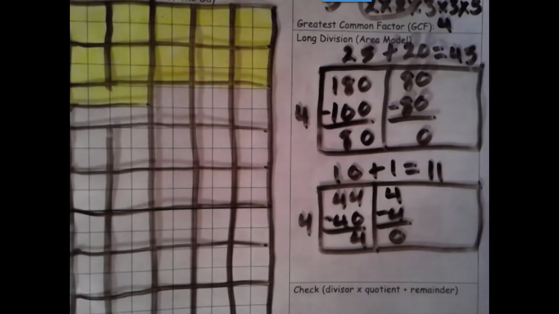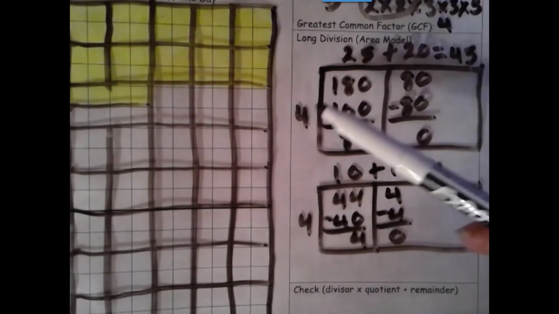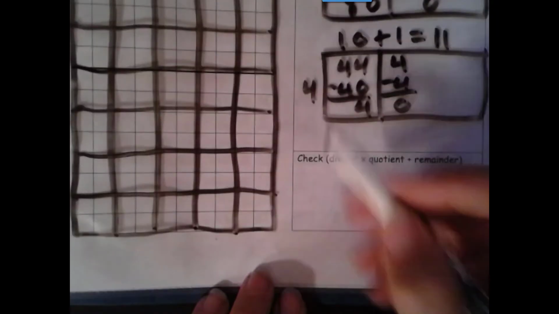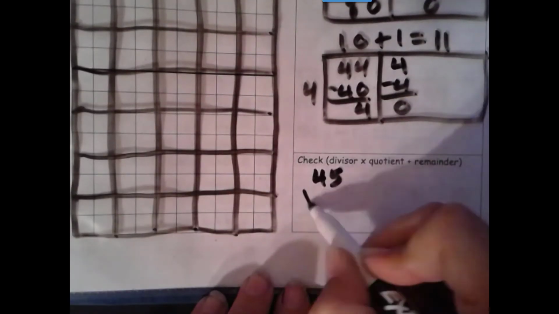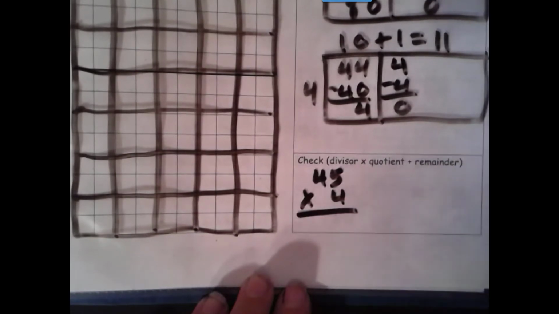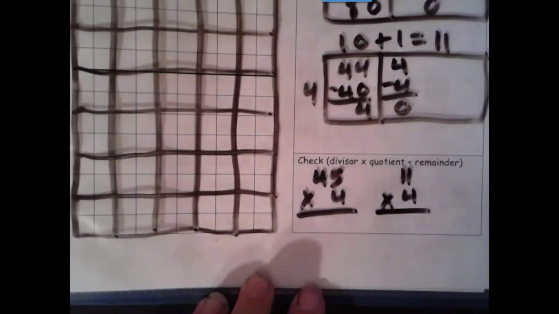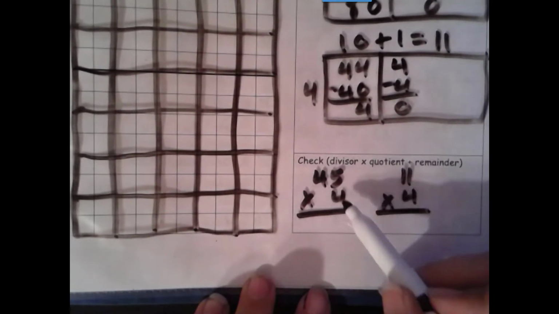So now we want to check with our inverse operation. Divisor times quotient plus remainder. Since our remainder for both is 0, and the identity property of addition says when you add 0 it stays the same, we don't actually need to add the 0.